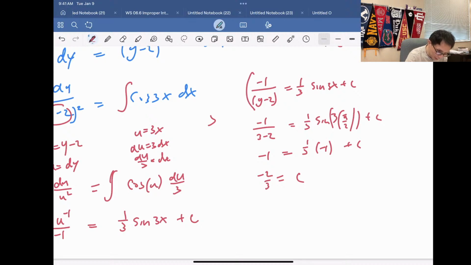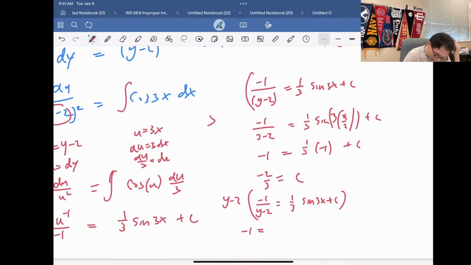So I multiply both sides by... negative 1 over (y minus 2) is equal to 1/3 times sine of 3x plus c. I multiply both sides by (y minus 2). That's going to give you negative 1 equal to 1/3 times sine of 3x plus c, times (y minus 2). Then I'm going to subtract over. Oh, we already have a c. Sorry. C is what? Negative 2/3. So I'm going to erase this part.